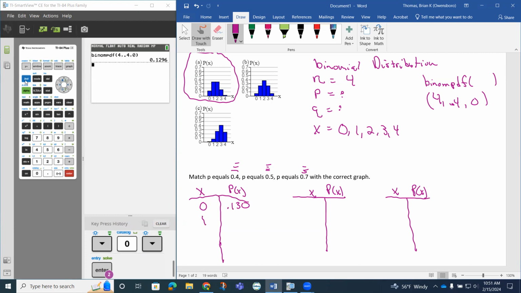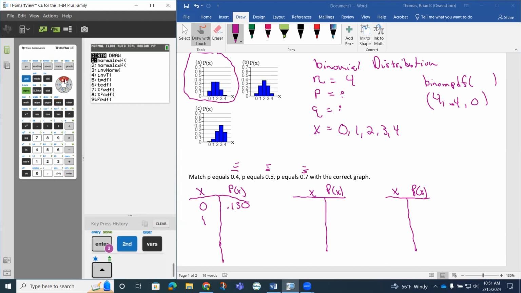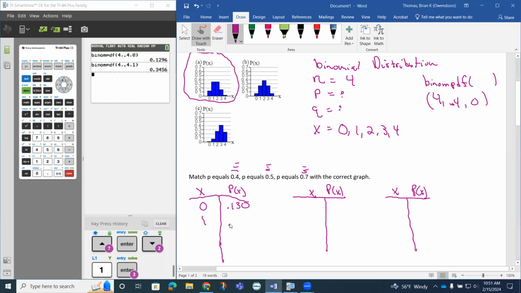Suppose I want to determine the probability of one success. Same thing: 2nd VARS, go back to the binomial formula, but now we change our x to one success. We're saying there's a 40% chance of success, and what's the chance of getting just one success? That gives 0.3456, so about 0.346.